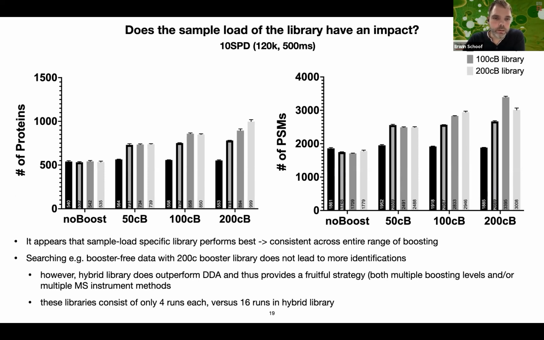But I mean, this is not quite a fair comparison because we show that if we pool all these libraries and then search the no boost, we do actually get this benefit of 50 to 100 proteins and more than 100 peptides. So this hybrid library is definitely something that outperforms DDA and does still provide a fruitful strategy where you just pool everything. And these results here are based on only 4 runs, whereas the 16 runs compiled into this hybrid library showed that there was actually a real benefit.